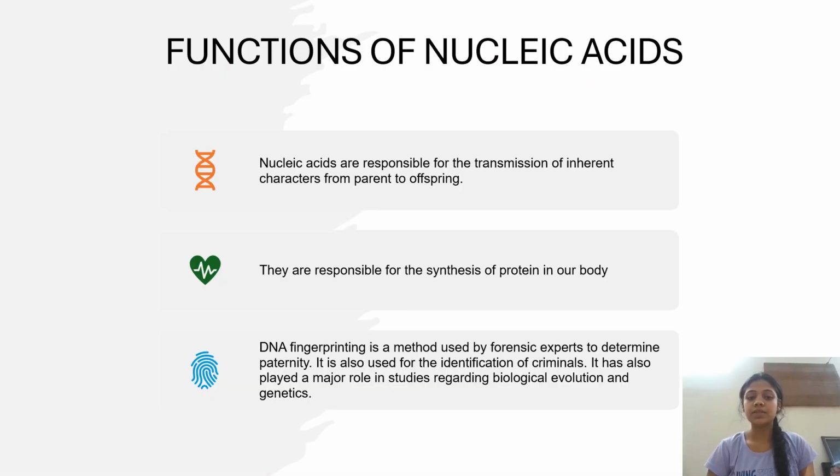Functions of nucleic acids. Nucleic acids are responsible for the transmission of inherent characters from parent to offspring, as we know that we have similar characteristics to our parents. These are responsible for the synthesis of protein in our body. DNA fingerprinting is a method used by forensic experts to determine paternity. It is also used for the identification of criminals. It has also played a major role in studies regarding biological evolution and genetics.